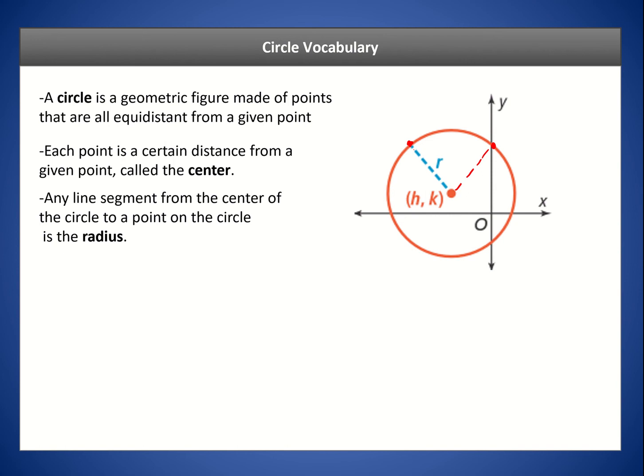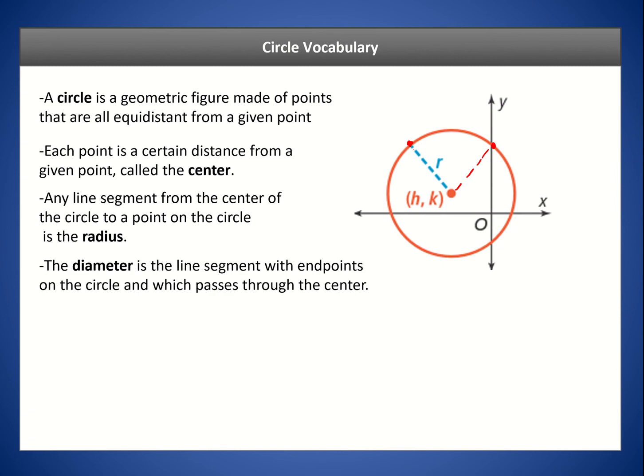It's the line segment from the center of the circle to any point on the circle. And the diameter is the line segment with endpoints on the circle that passes through the center. So this red radius that I drew, if I extend it on the other side where I have 2 points, one on each end of the circle, and then I draw a line segment that crosses through the center, I'll call that point C, capital C, then that entire red line segment that cuts through that center is a diameter.